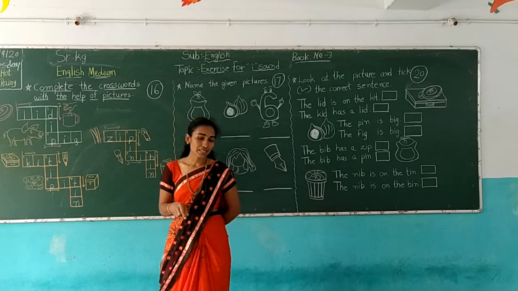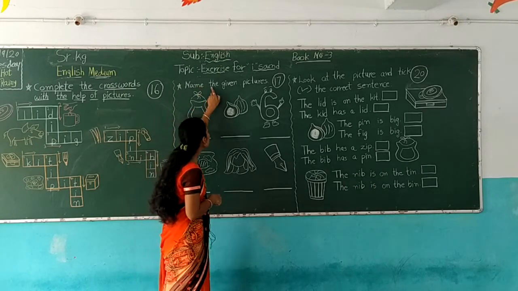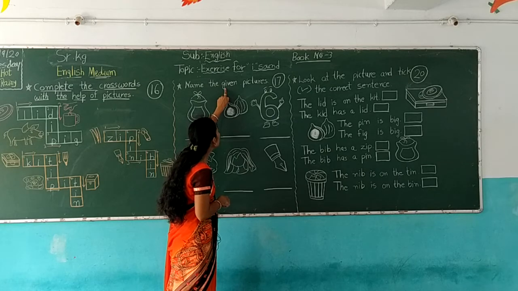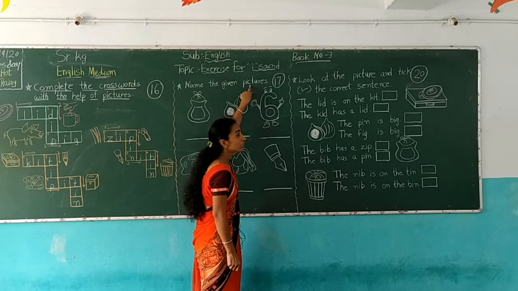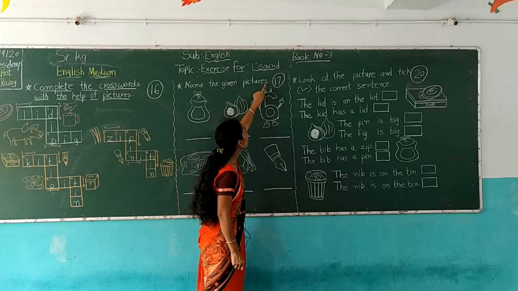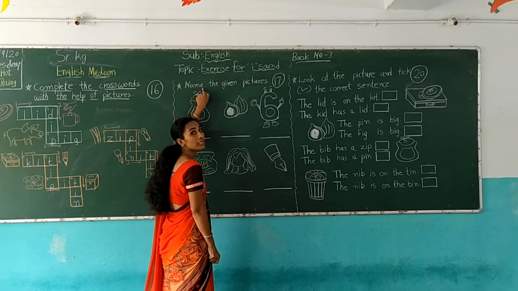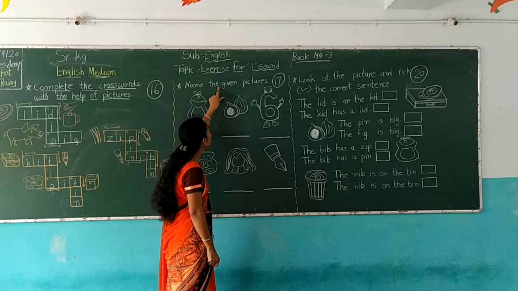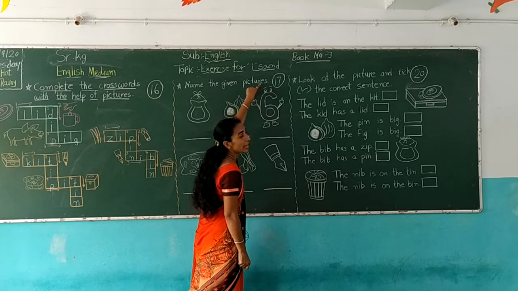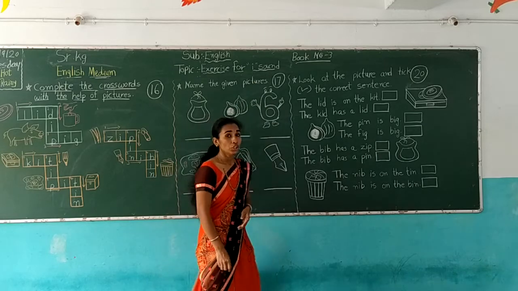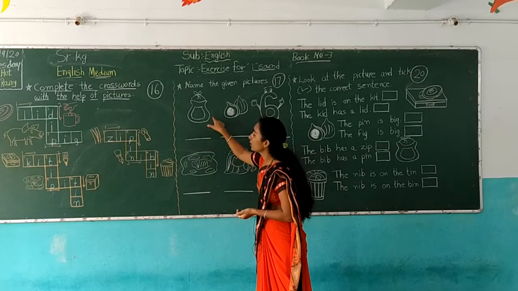Okay. Our next exercise. N-A-M-E, name. T-H-E, the. G-I-V-E-N, given. P-I-C-T-U-R-E-S, pictures. Repeat with me this sentence. So children, you look at this picture properly, and after that you write its name here.